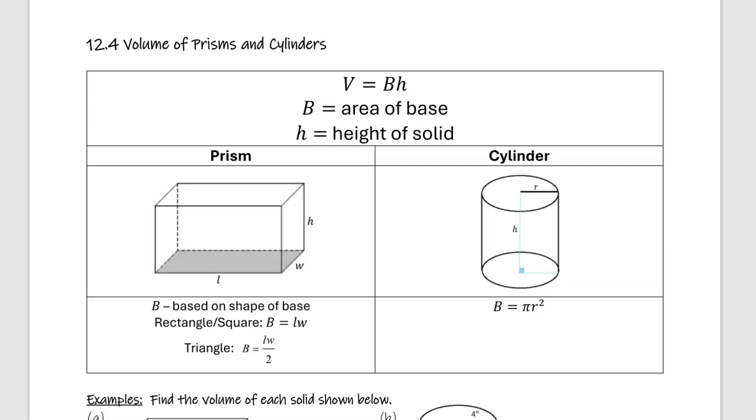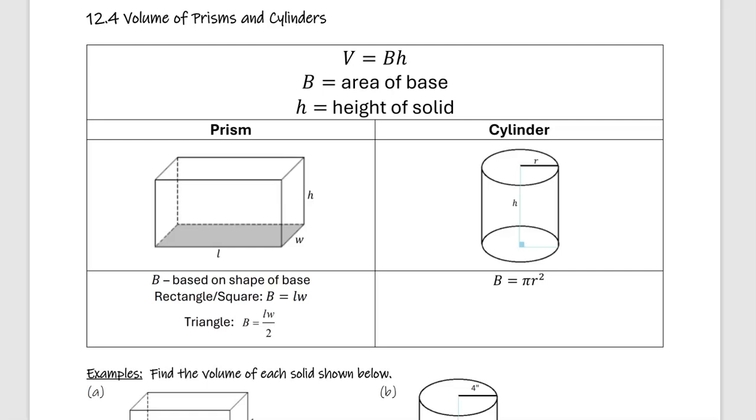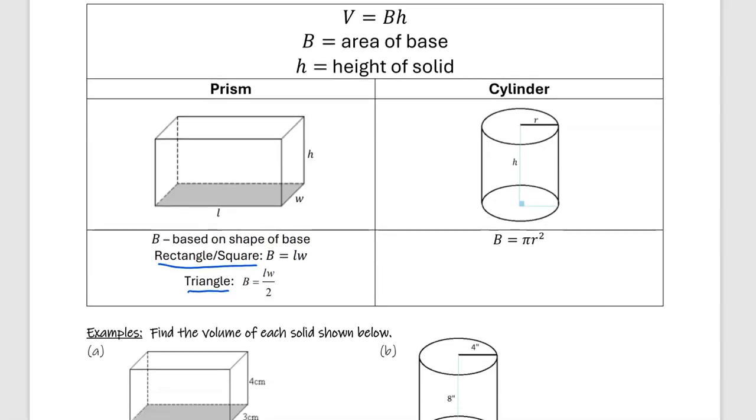This is lesson 12.4, volume of prisms and cylinders. Here are our two formulas that we're going to use. For our prisms, we're going to use length times width divided by 2 for a triangular base. If it's a rectangular or square base, we're going to use our length times width. And then we will times that by our height.